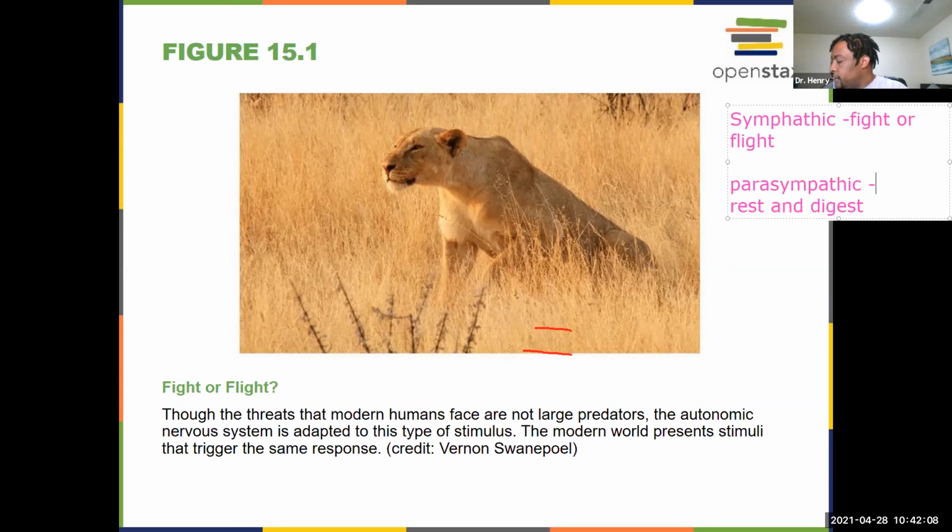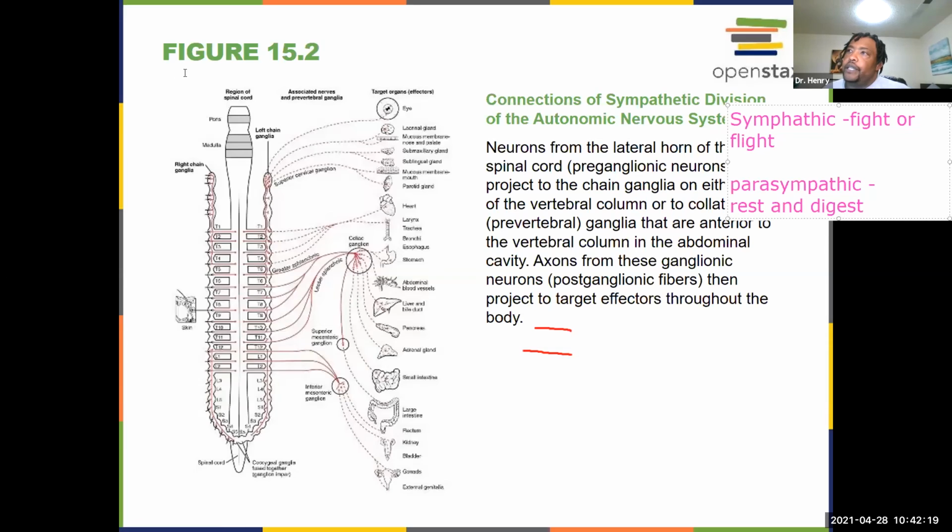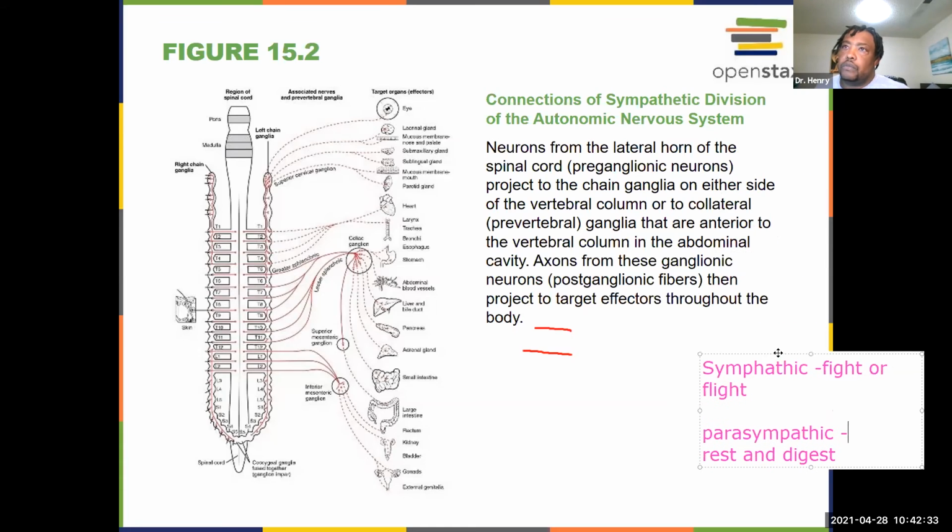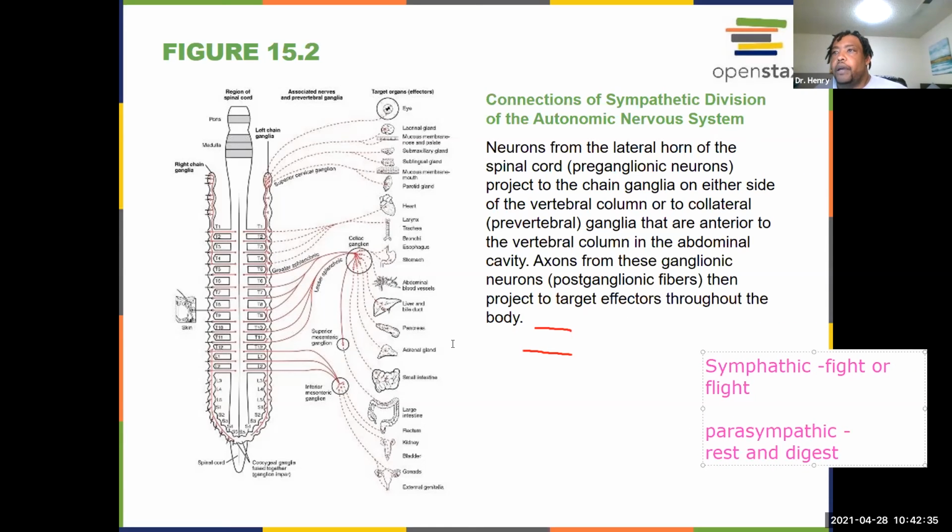Are you with me so far? Yes. Yeah. See where I'm going with this? Okay. So these are basically the connections of the sympathetic division of the autonomic nervous system. So it kind of gives you an idea where everything is located and what it's sending signals to.